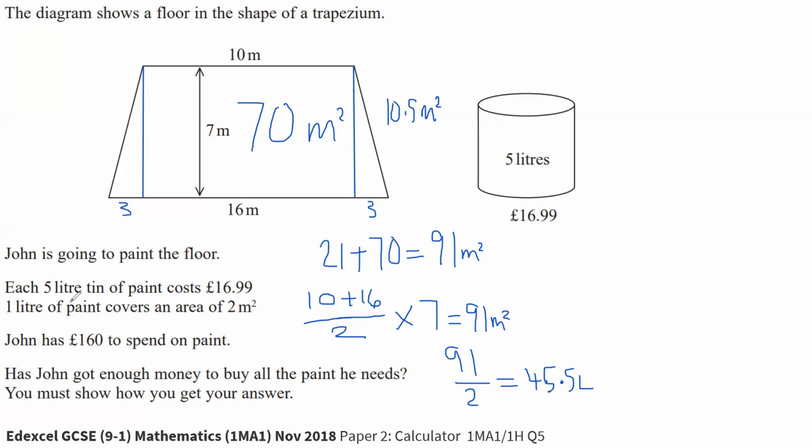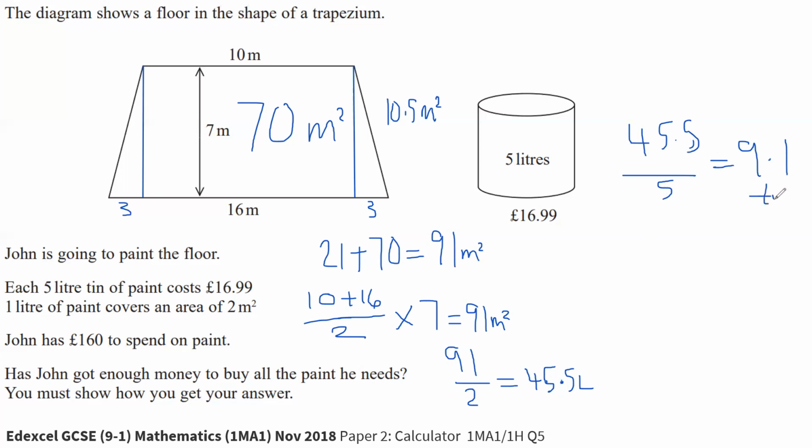And then we've been told that each 5 litre tin of paint costs £16.99. But that's for 5 litres. So how are we going to work out how many tins of paint we need to use? So we're going to do 45.5 divided by 5, because that's how many litres in a tin, and that will give you 9.1. So we know we're going to need 9.1 tins.